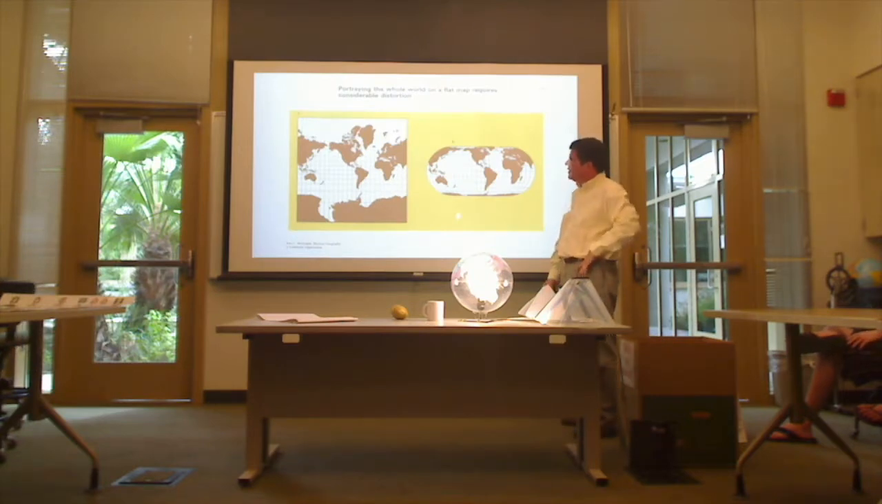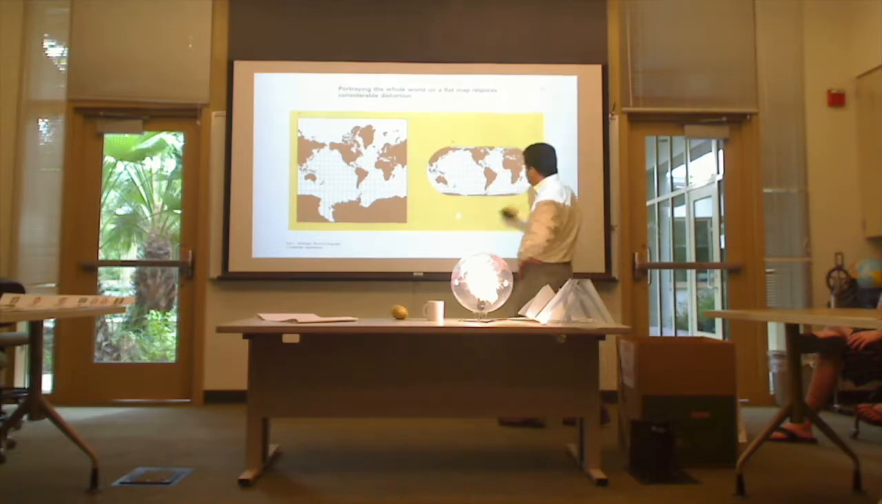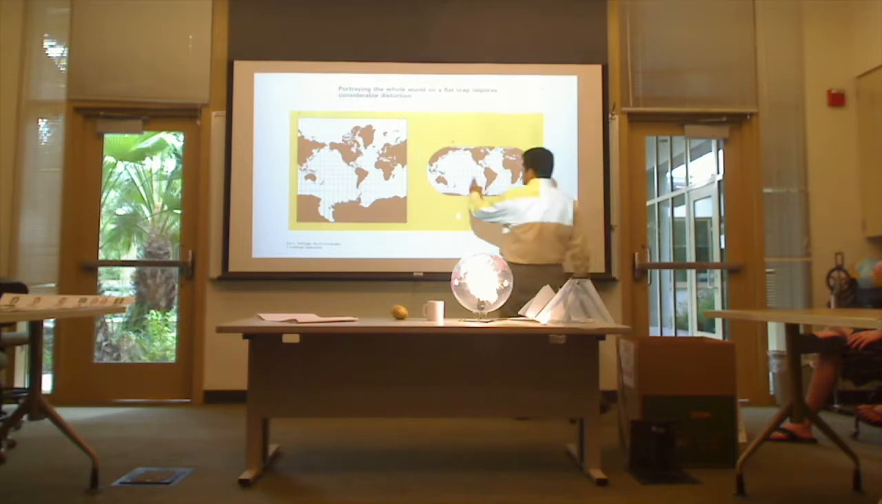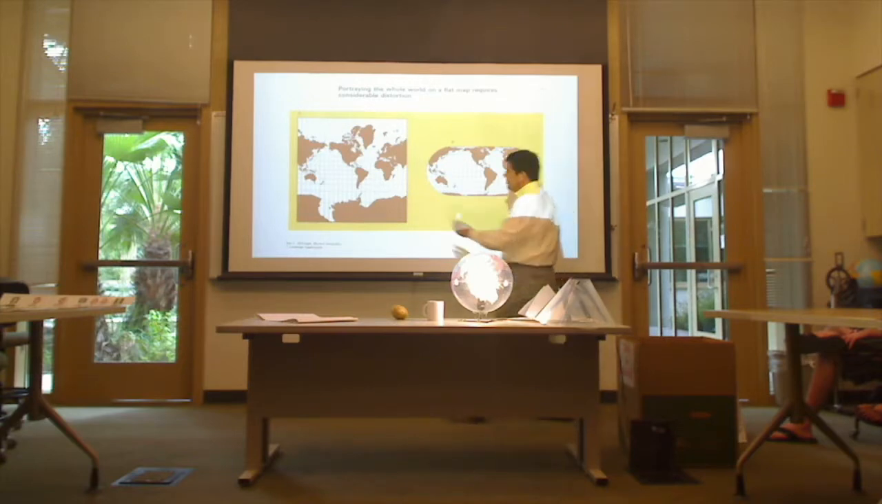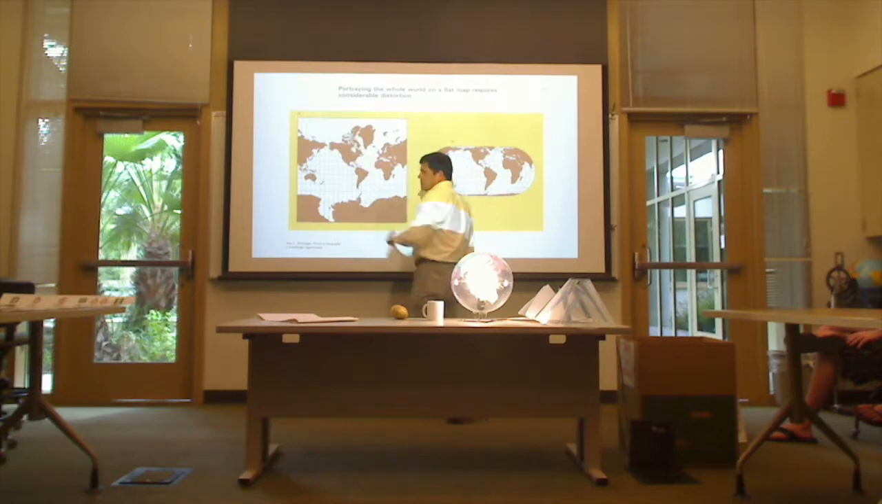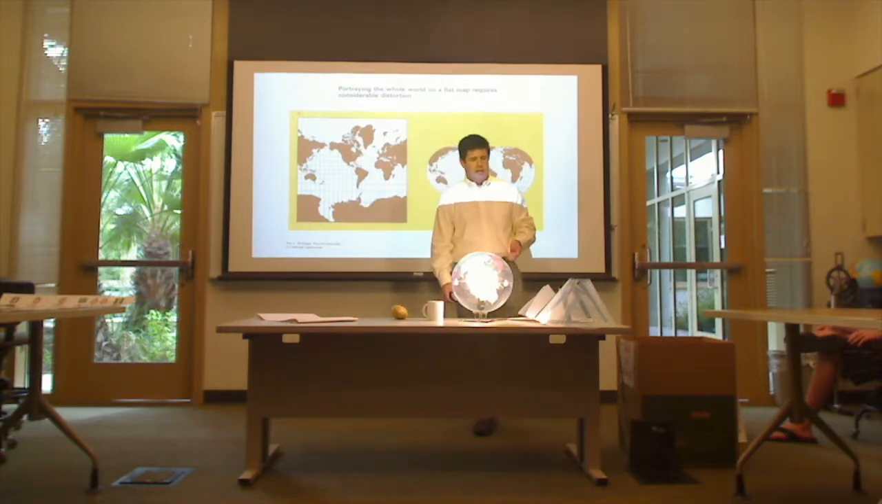So, looking at some specific projections. On the left we have Mercator, on the right we have Robinson. Again, we can look at this. We see the angles are right angles, definitely not conformal. This one, the areas should be getting smaller as we move north and south of the equator. They're not, so it's definitely not equal area.